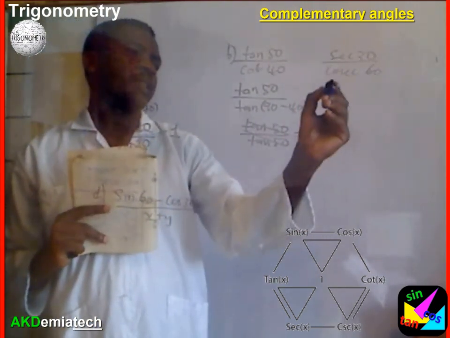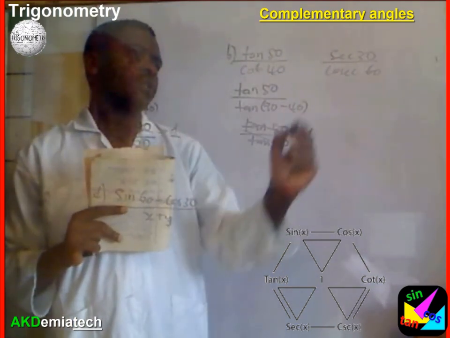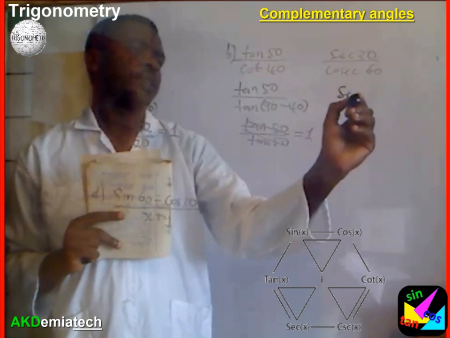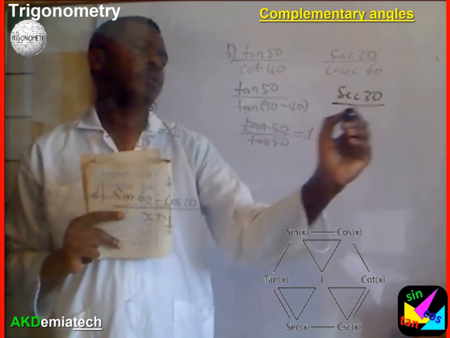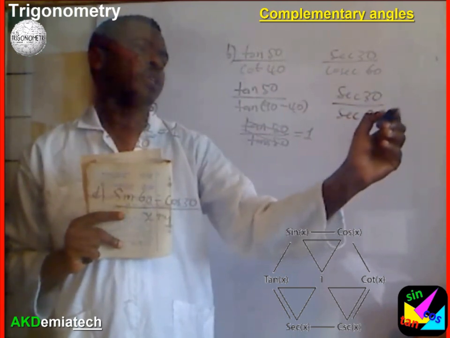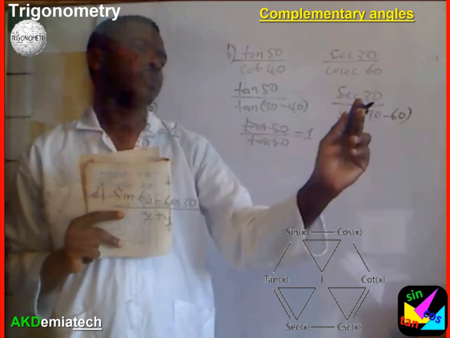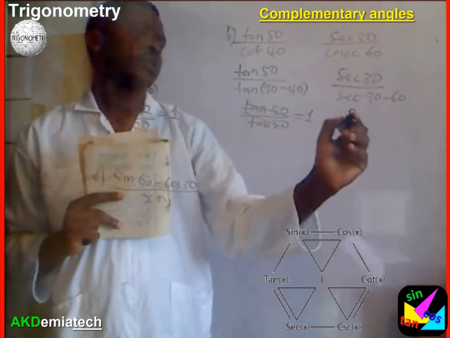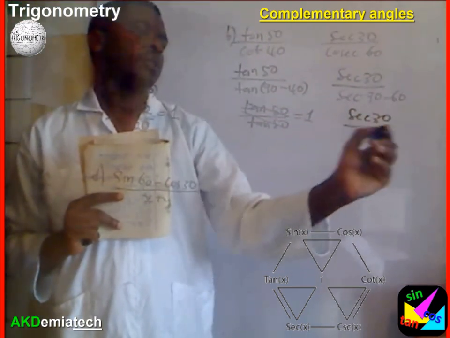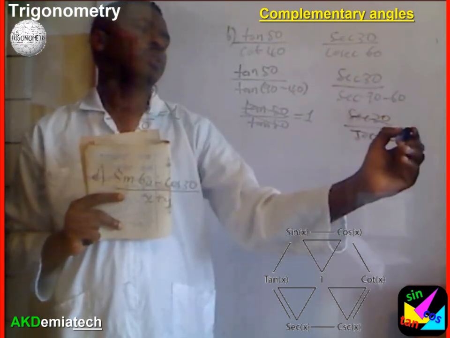Secants and cosecants are co-ratios of complementary angles. So here I shall have sec 30 all over sec 90 minus 60. So this will give us sec 30 divided by sec 30, which is equal to 1.